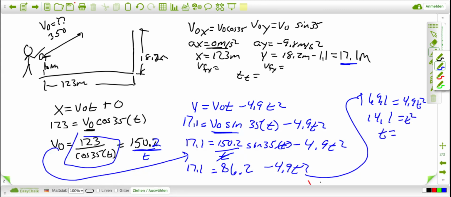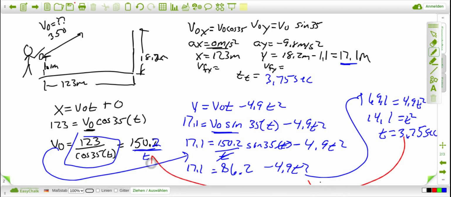So I take the square root. And when I take the square root of that, square root of 14.1 gives me 3.75 seconds. So now I have the time, 3.75 seconds. Once I have the time, I can plug that back in. I can bring that back over and plug it in, and I can get that initial velocity.